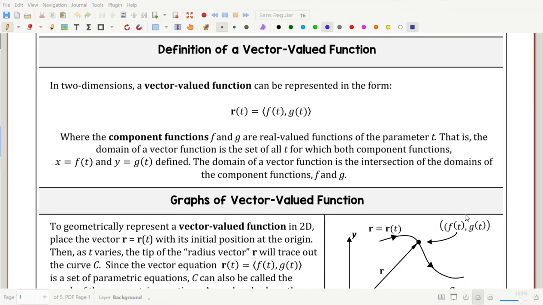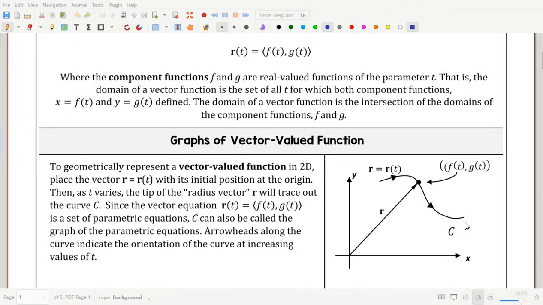We often refer to the individual functions, the x of t and the y of t, or the f of t and g of t, whichever letters we use, as component functions. So when I was showing you the intro with the particle motion, I was referring to it as an x component and a y component. Same sort of idea there. So when we have these multi-dimensional things, whether it's a parametric equation or a vector, the individual pieces are called components.